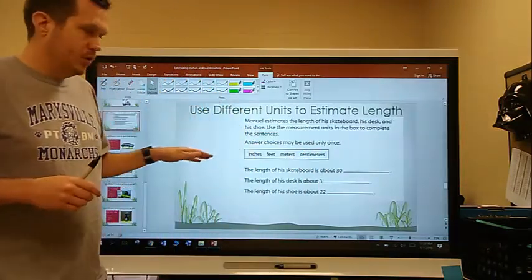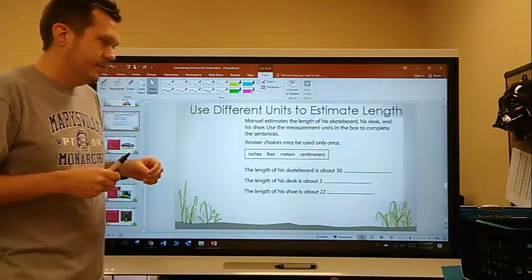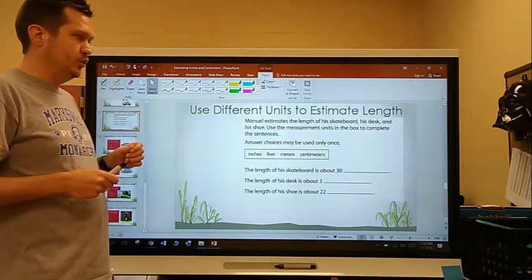Let's think about that one. We'll come back. The length of his desk is about 3. Okay. The length of his shoe is about 22.